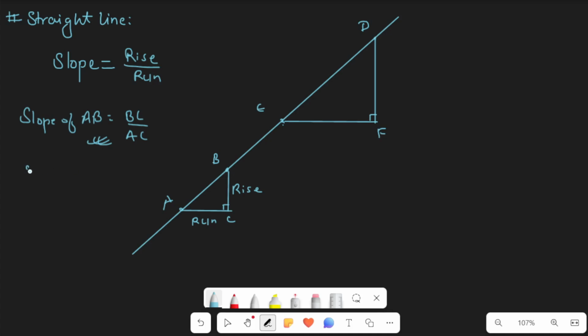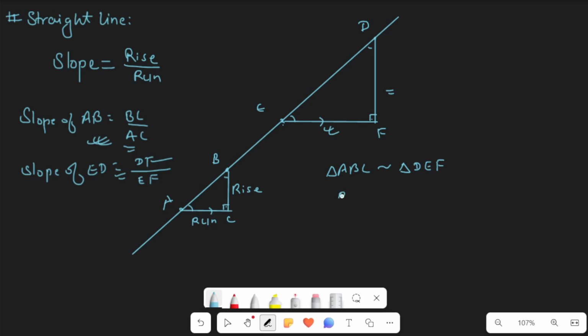Now for this, slope of ED is equal to DF, right? Here, this is rise, this is run. DF divided by EF. Now we want to show these two values are equal. Now we can see these two angles are equal because these two lines are parallel, and this is right angle, and the remaining angle is also equal. So we can say triangle ABC is similar to triangle DEF.